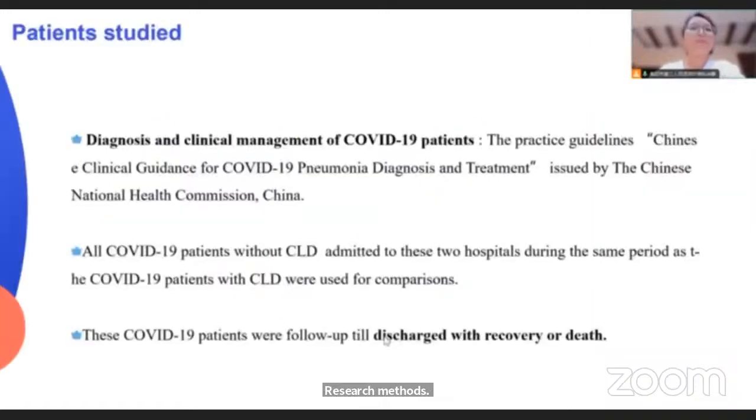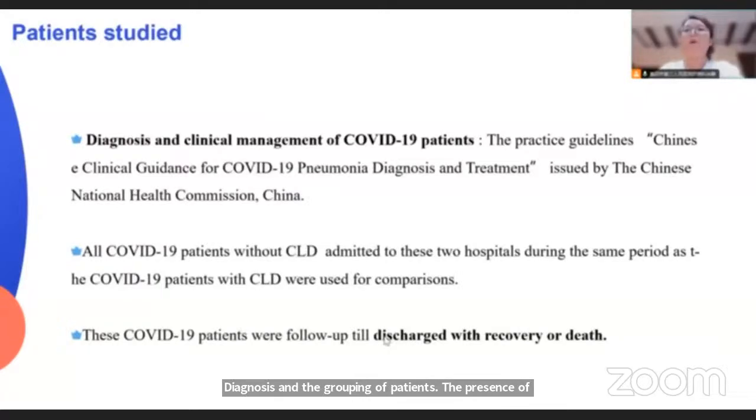Diagnosis and grouping of patients. The presence of SARS-CoV-2 in respiratory specimens was confirmed using RT-PCR assay by all local municipal CDC. All COVID-19 patients without CLD admitted to these two hospitals during the same period as the COVID-19 patients with CLD were used for comparisons. These COVID-19 patients were followed up till discharged with recovery or death.